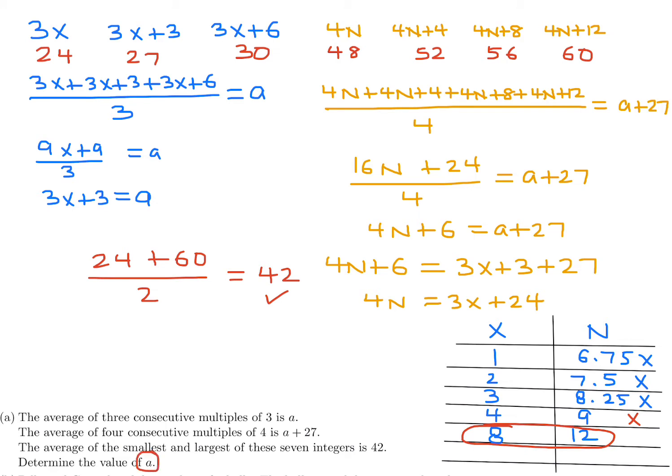So I have to figure out the value of a, right? That's the ultimate goal here. So a is equal to, you can use that one or this one, doesn't really matter, 3x plus 3. x we figured out was 8, so that's 3 times 8 plus 3, and that is 27 for a.